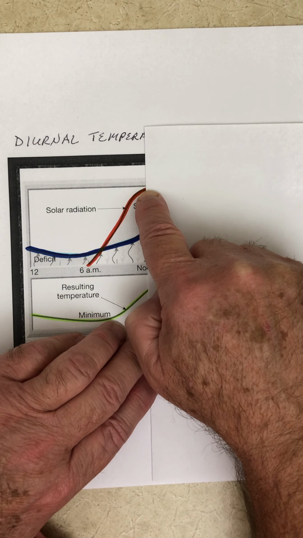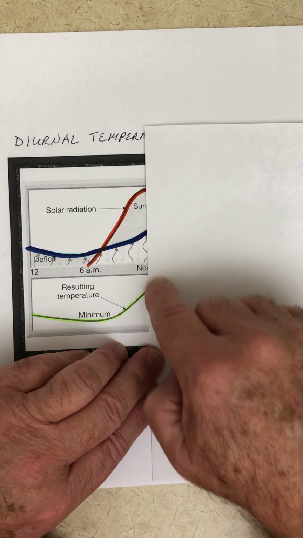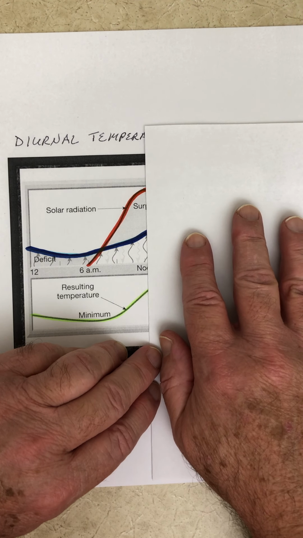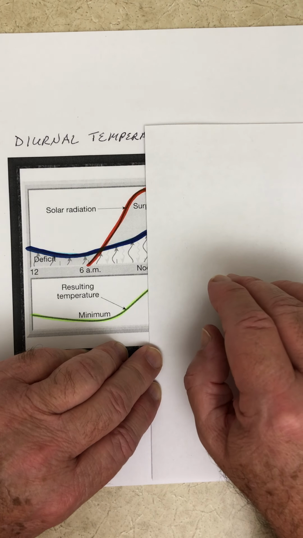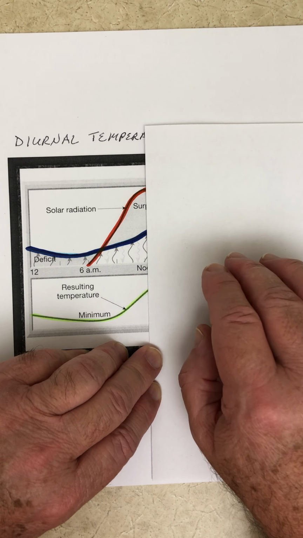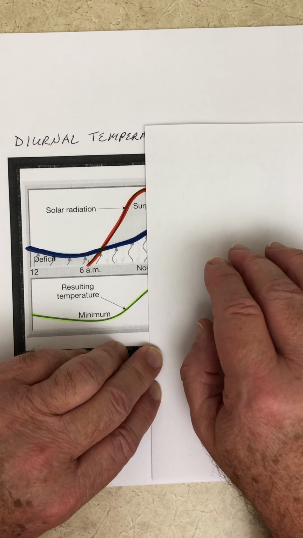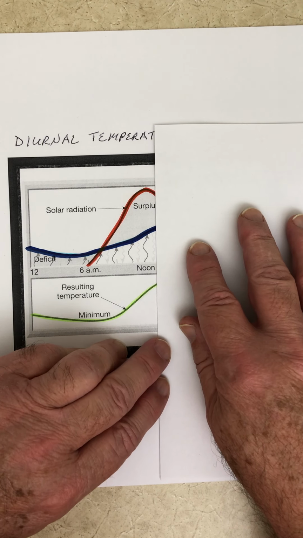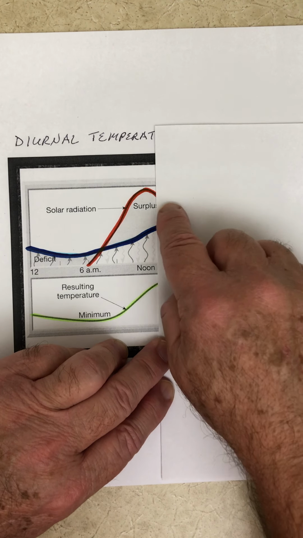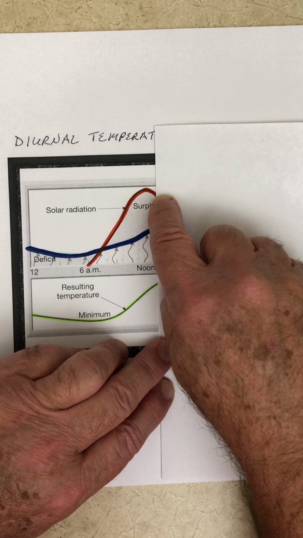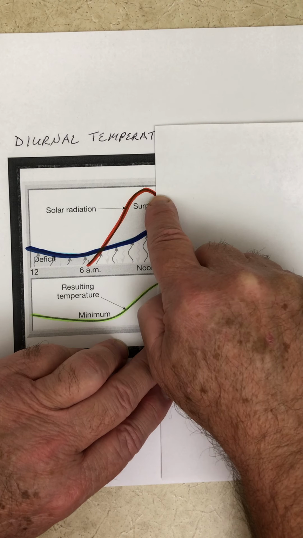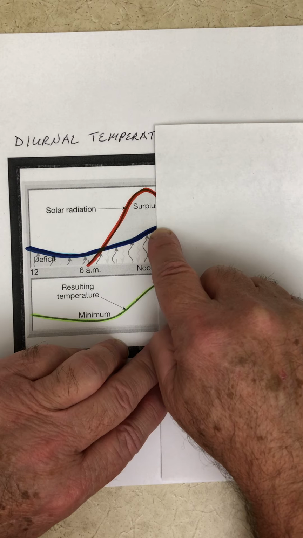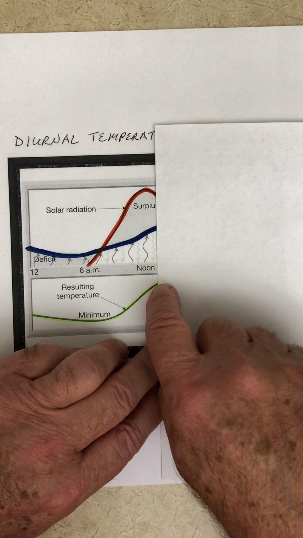There's more incoming solar radiation than outgoing terrestrial radiation, so temperature is still increasing. Okay, but this is going to be our maximum amount of incoming solar radiation throughout the course of the day. Once we get a little bit past solar noon, notice that the incoming solar radiation starts to decrease. But also notice that the incoming solar radiation is still greater than outgoing terrestrial, so our temperature is still increasing.